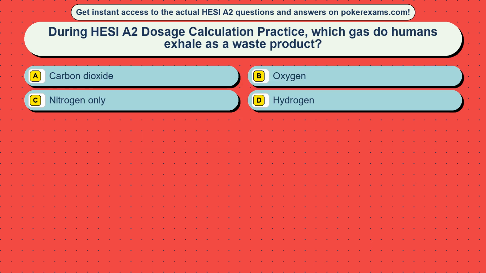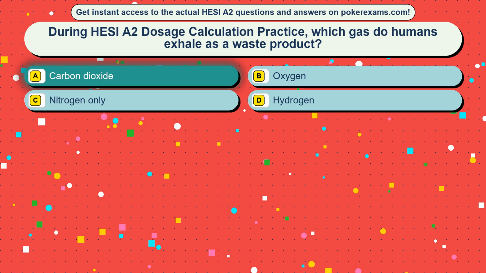Question 21. During HESI A2 dosage calculation practice, which gas do humans exhale as a waste product? Option A, carbon dioxide, option B, oxygen, option C, nitrogen only, option D, hydrogen. The correct answer is option A, carbon dioxide.